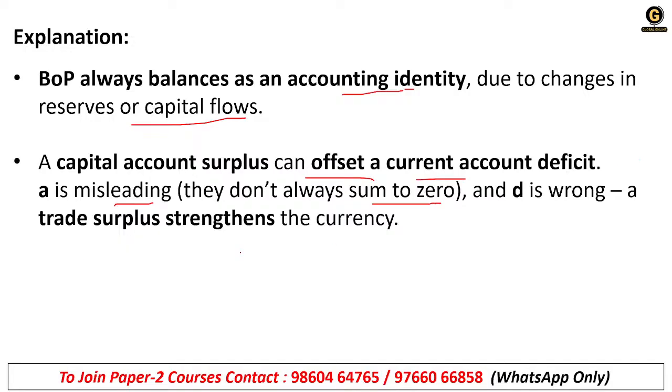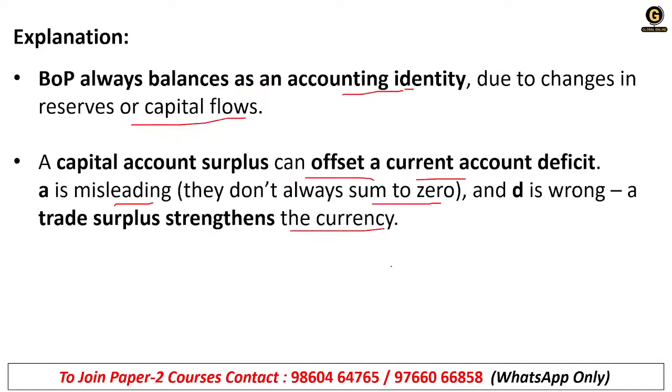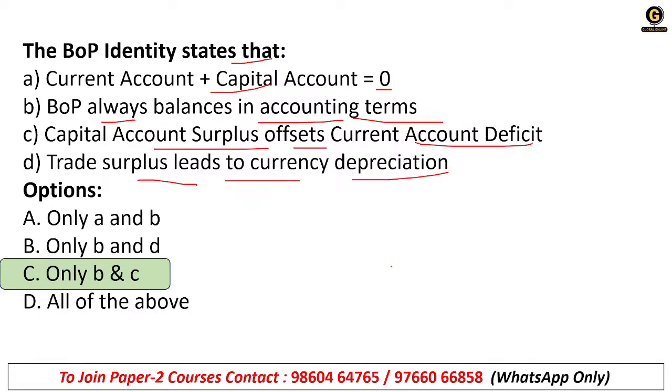And D is wrong. A trade surplus strengthens the currency. When we have a trade surplus, our trade is in positive terms, and that will appreciate the currency. It will never depreciate the currency. So that is the wrong one. So only B and C are correct.